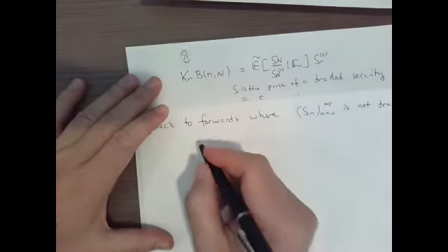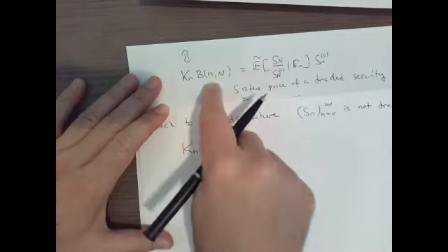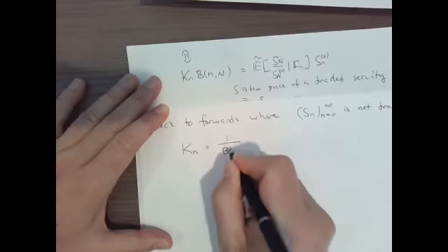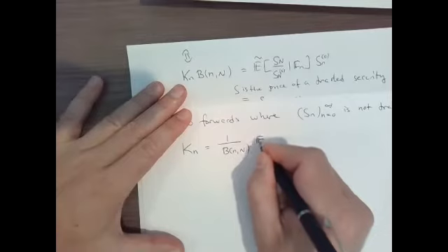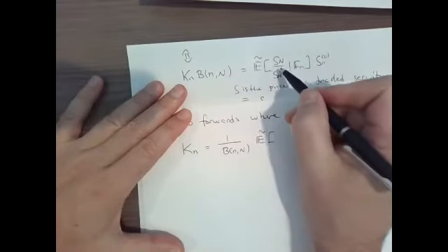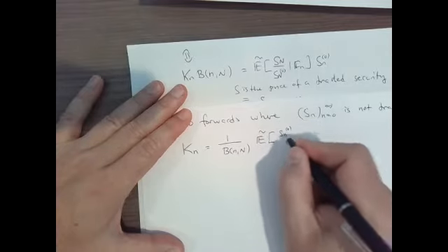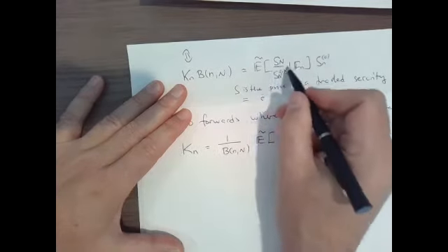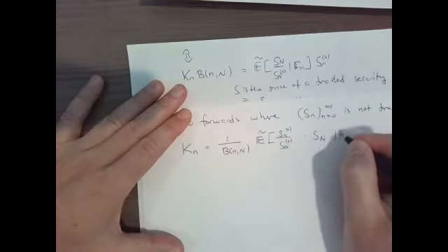Still have this formula here, so we're still quite interested in it. So I'll just copy paste the formula. This will be 1 over B_N(N) times this expectation. Let me put the money market account back inside here. So I'll have S_N(0) times the value of the non-traded security.